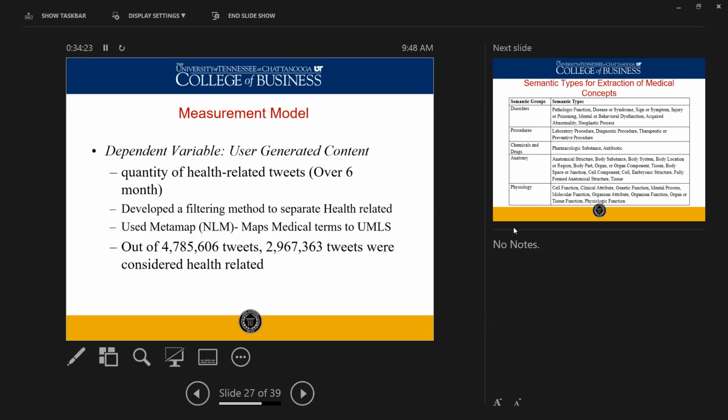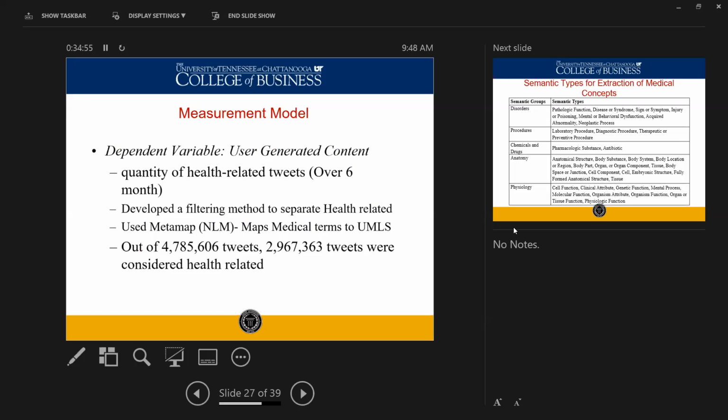So in terms of our measurement model, the dependent variable was our user-generated content, which we talked about earlier, which is the quantity of health-related tweets over the 6-month period. And we developed a filtering method to separate the health-related tweets, because in these communities, some of the tweets were not related to health. They were just general other tweets. And we didn't want to count those, so we needed to separate them.